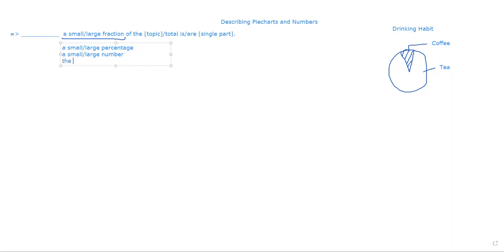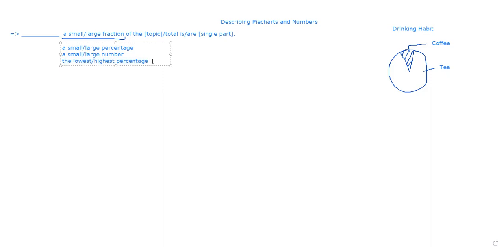Then, for example, we can also write the lowest slash highest percentage. But this expression, kindly take a look, the lowest percentage or the highest percentage, has a bit of a limitation. The limitation is you cannot talk about every single small percentage or large percentage with this expression.